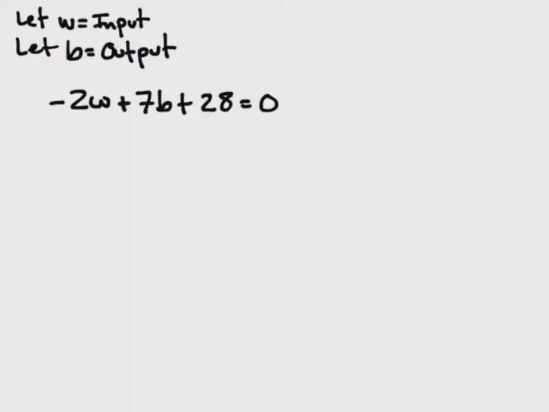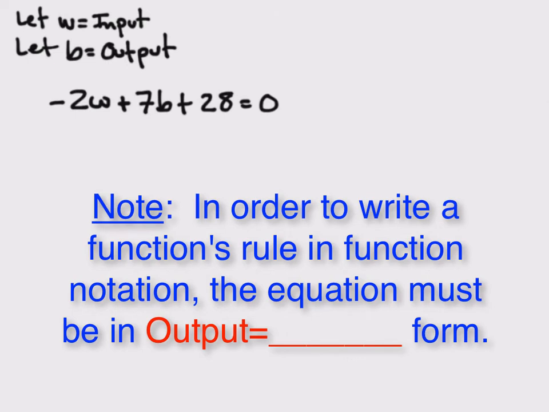Alright, let's consider a new function, whom we're going to name later. In this case, w is going to be our input, b is going to be our output, and this function's equation is negative 2w plus 7b plus 28 equals 0. Now what we'd like to do is write this function in function notation.